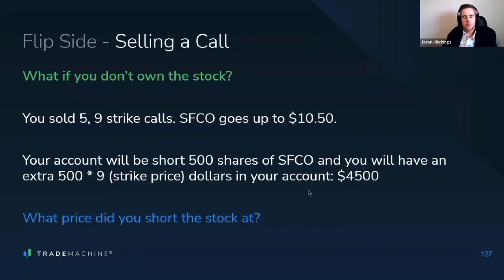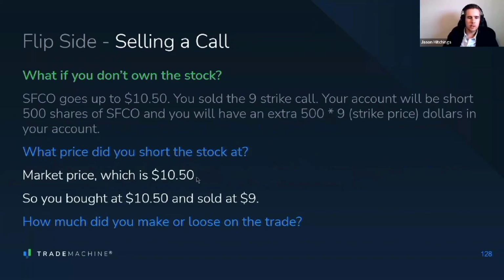But you had to come up with a stock, and so they're going to go buy the stock out on the market and sell it to the person and credit you with a short stock. So what price did you actually short it for? Did you short it for 9? You shorted it for the market price. The market price at the time was $10.50. So what you did is you went out and bought the stock for $10.50, and then you immediately sold it for $9.